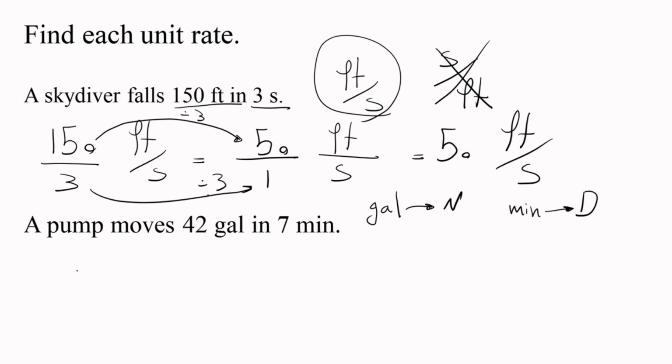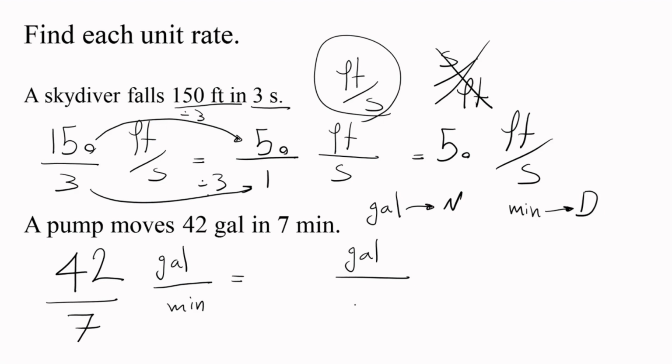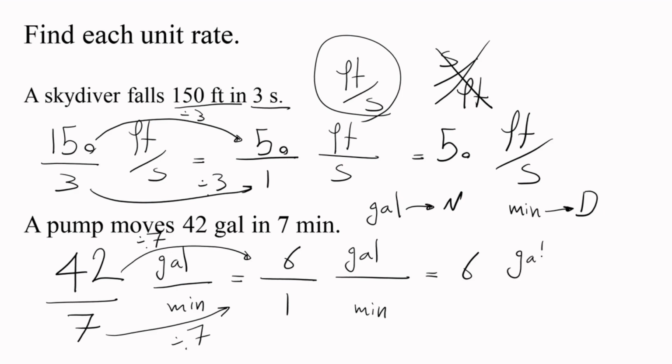Do I have any information for the numerator? Yes, of course, 42. For the denominator, 7 gallon per minute. What should I do? I must make the denominator 1. How am I supposed to do that? By dividing this one by 7. Of course, I must do exactly the same with the numerator. I'm going to have 6 over 1 and the final answer will be 6 gallon per minute.